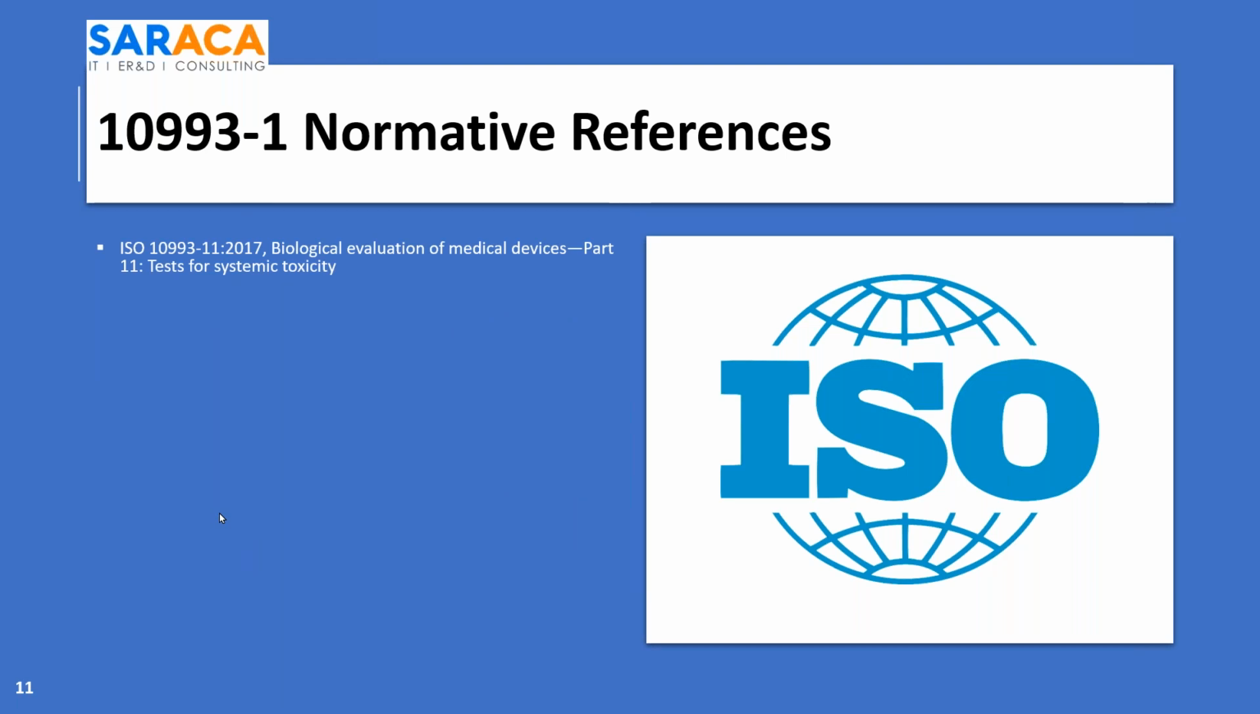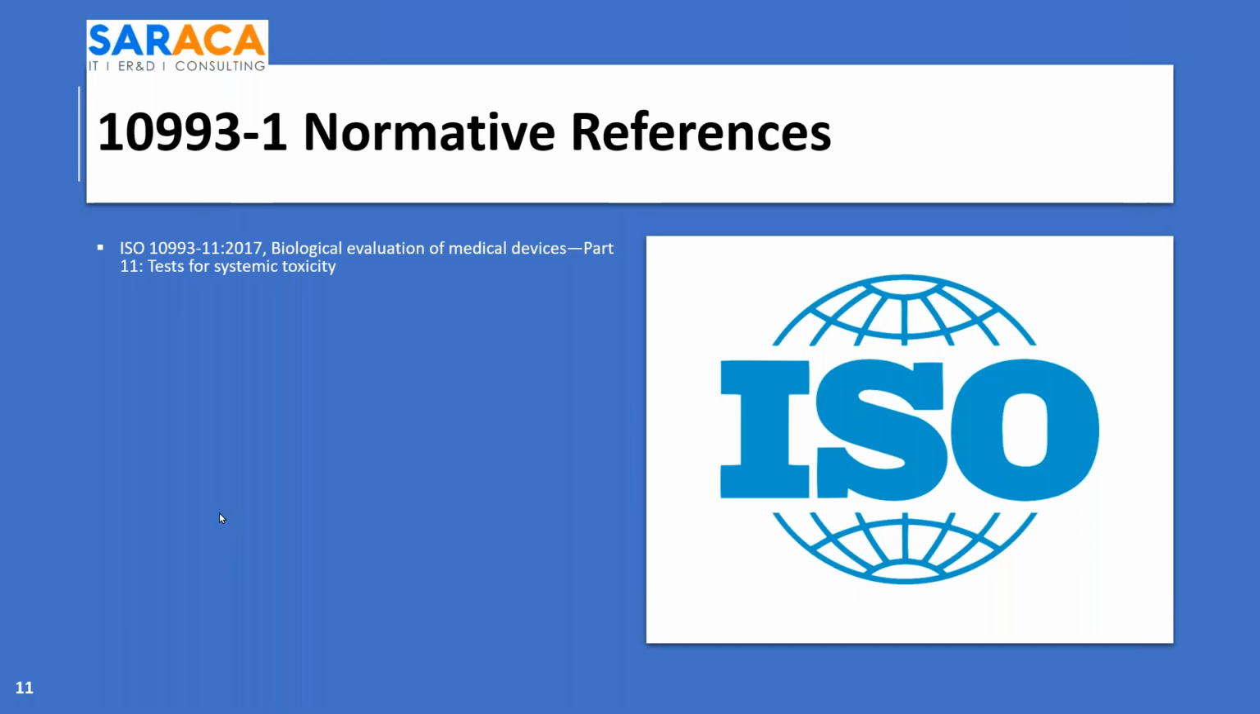Part 11 hasn't changed, which is test for systemic toxicity. 12 is sample preparation and reference materials. 13 is identification and quantification of degradation products from polymeric medical devices. Part 14, identification and quantification of degradation products from ceramics. Hasn't changed, that goes back to 2006. Part 15, identification and quantification of degradation products from metals and alloys. This has changed. And some of this is applicable to cobalt as part of your steel being used in implants.